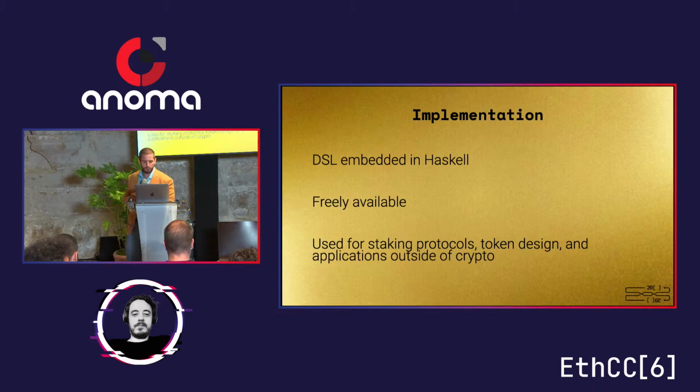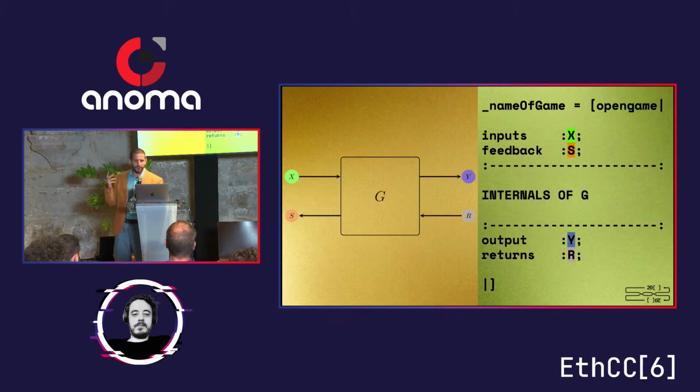It's freely available. If you go on our website, that is 20squares.xyz, you can just follow the GitHub link to the GitHub page. You can download this thing and play with it. And yeah, we used it for staking protocols, token design, order flow auctions, MEV-related business, and all this kind of stuff. So the idea is that in our DSL, we represent a game in this way.